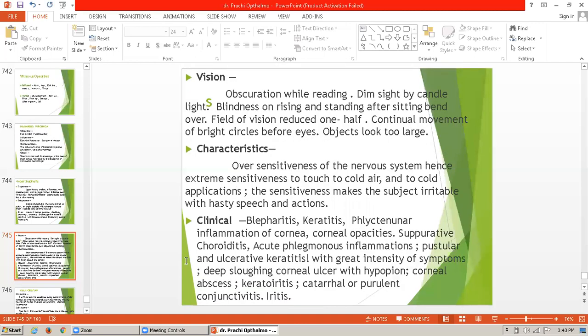The vision of Hepar sulph shows obscuration while reading, dim sight by candlelight, blindness on rising and standing after sitting bent over, field of vision reduced by half, continual movement of bright circles before the eyes, and objects look too large. Characteristically, there is oversensitiveness of the nervous system, hence extreme sensitiveness to touch, to cold air and to cold applications, and the sensitiveness makes the subject irritable, with husky speech and action.